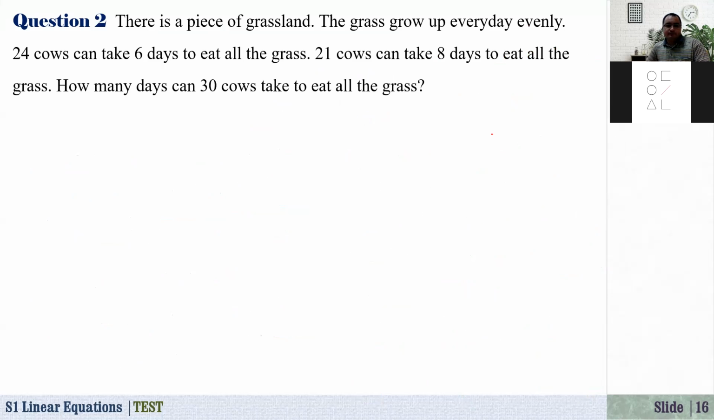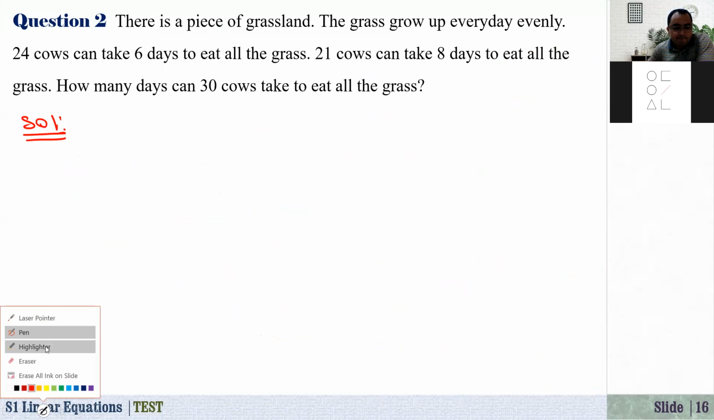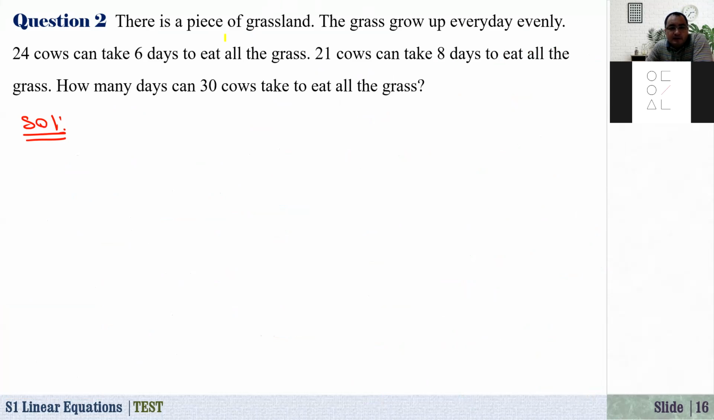Okay. Let's solve a second question here. We have 12 minutes left. There is a piece of grassland. The grass grows every day evenly. 24 cows can take 6 days to eat all the grass, and 21 cows can take 8 days to eat all the grass. How many days can 30 cows take to eat all the grass?